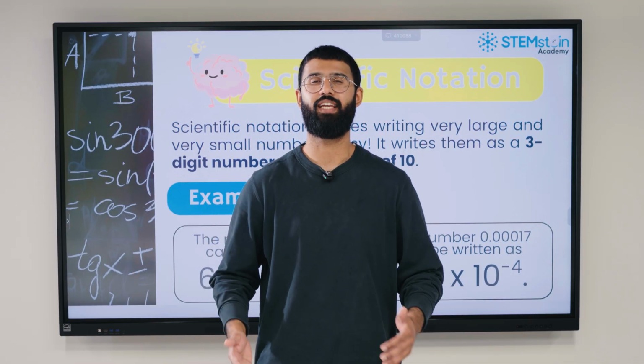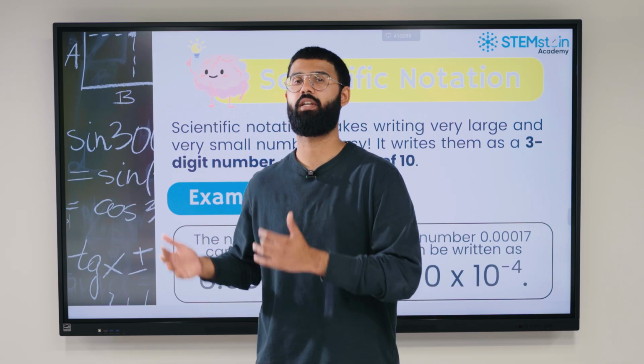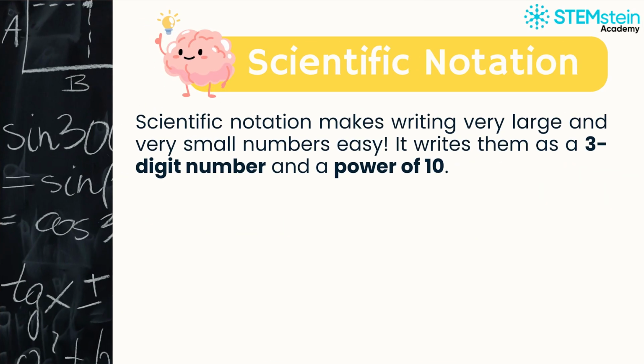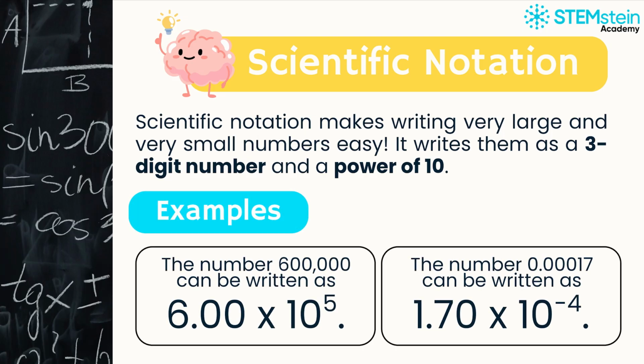Understanding powers of 10 is very important because it's a key component of our scientific notation. Scientific notation makes writing very big and very small numbers easy. It involves using a 3-digit number multiplied by a power of 10. Now, let's look at examples from both ends of the spectrum. When we have a very big number, like 600,000, in scientific notation, we can write it as 6.00 times 10 to the power of 5.